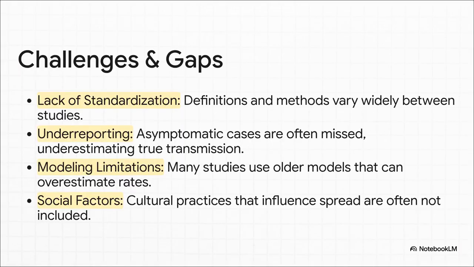Now, all this sounds pretty straightforward, right? Well, in the real world, it gets a lot messier. Investigators run into some major hurdles. For one, there's often no standard definition for these rates, which makes it tough to compare outbreaks. You've got people who are sick but have no symptoms, and they often get missed, which can totally throw off the numbers. And then there are all these social factors, how families live and interact, that play a huge role but are incredibly hard to measure.